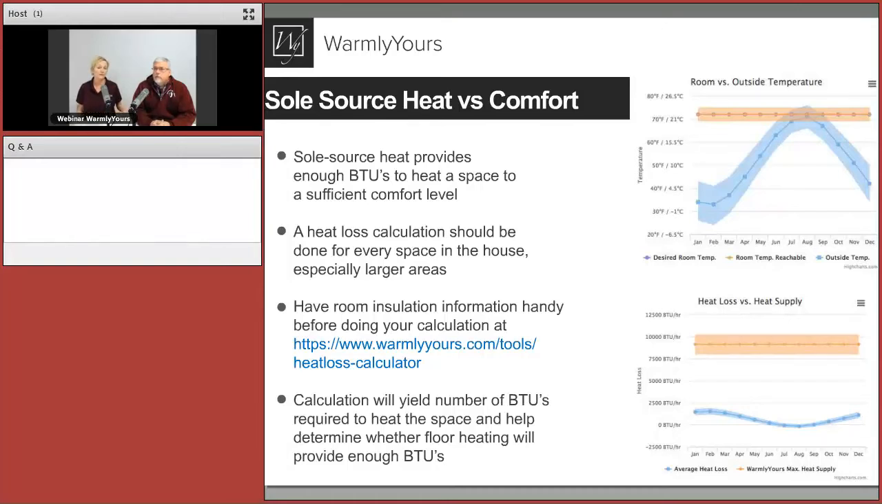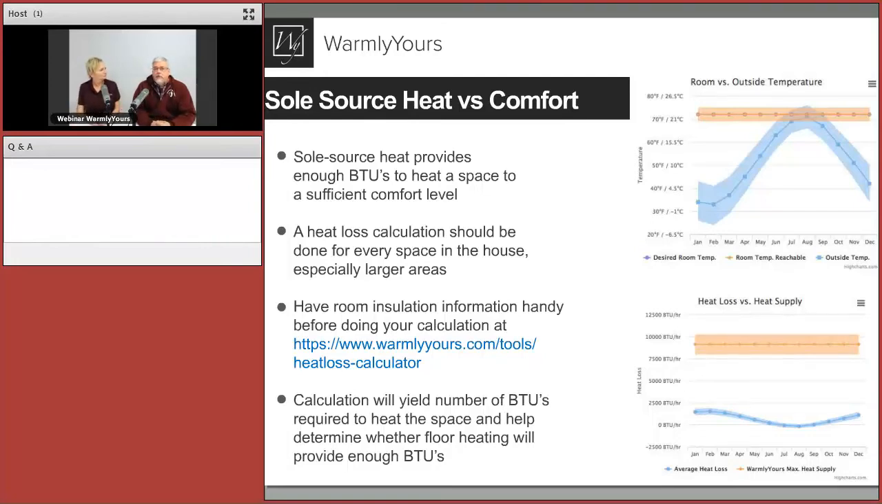It could be the comfort's not there because maybe that's a room with a lot of heat loss. Or it could be that maybe it's not getting as much of the airflow, or it could be a room that's just really hard to heat. Something over a cold garage, something like that.